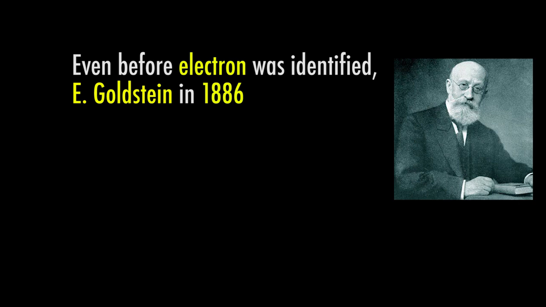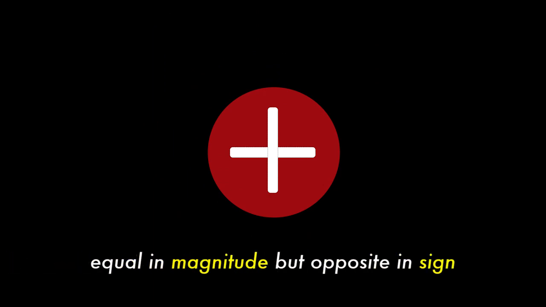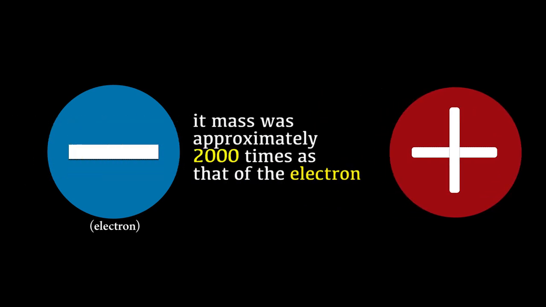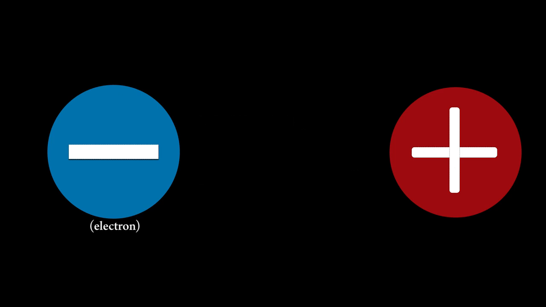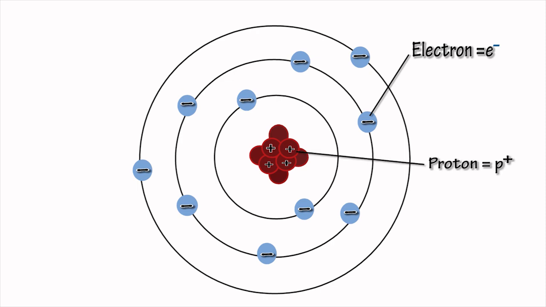Even before the electron was identified, E. Goldstein in 1886 discovered a subatomic particle which had a charge equal in magnitude but opposite in sign to that of the electron. Its mass was approximately 2000 times that of the electron. It was given the name proton. In general, an electron is represented as e⁻ and a proton as p⁺.